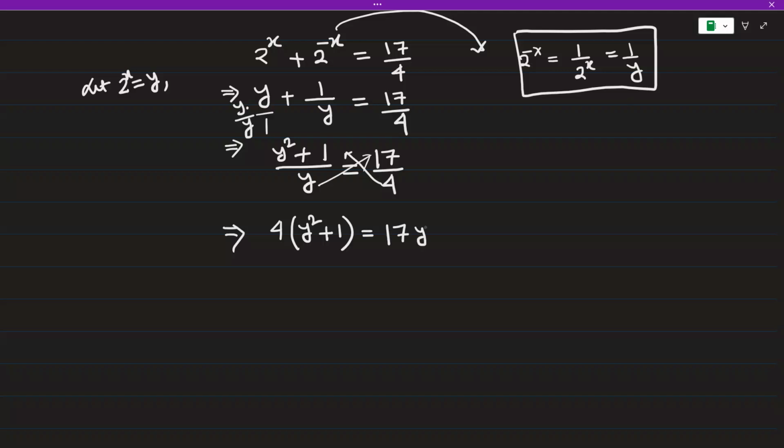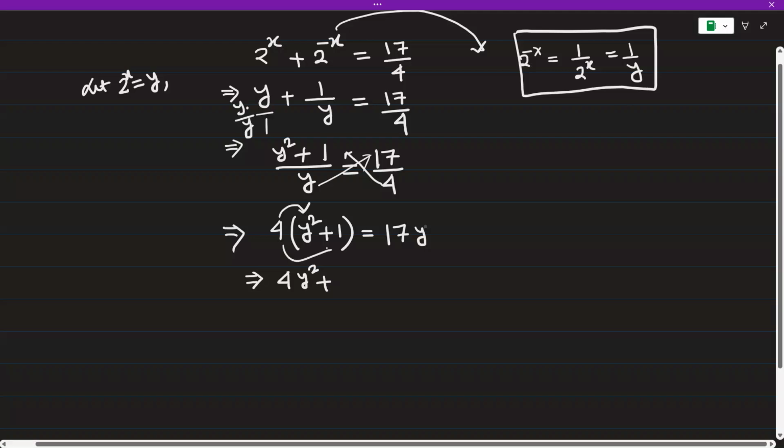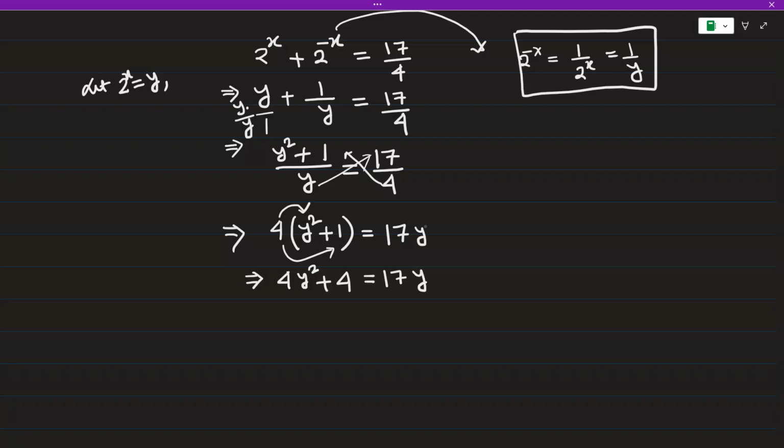So you got here 4 times (y² + 1) = 17y. Now we multiply the 4 times y² and 1, you got 4y² + 4 = 17y. Now we have to rearrange this, so we add negative 17y both sides. This part cancels, the right hand side becomes 0. So we got 4y² - 17y + 4 = 0.